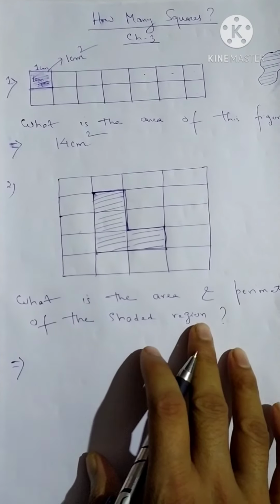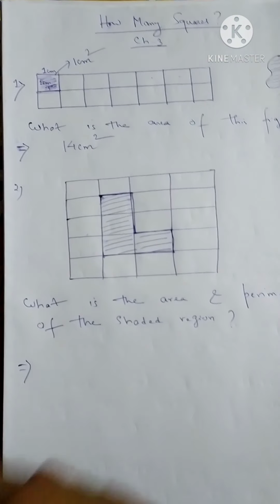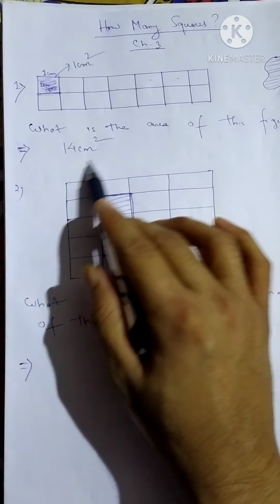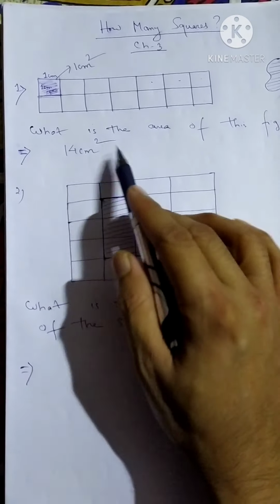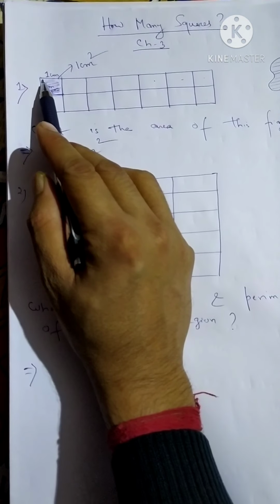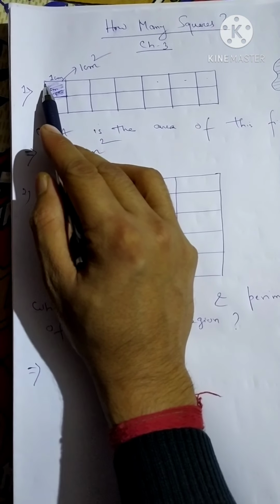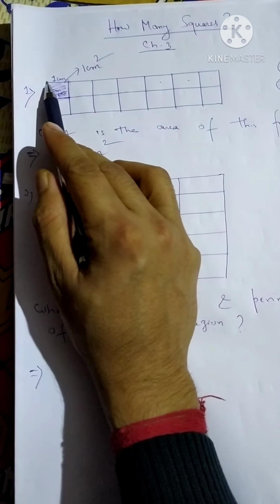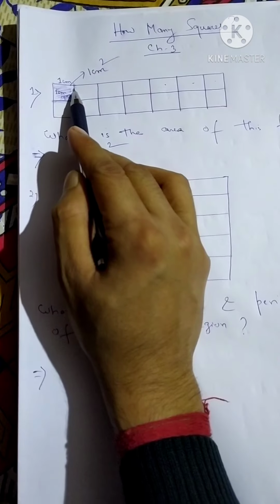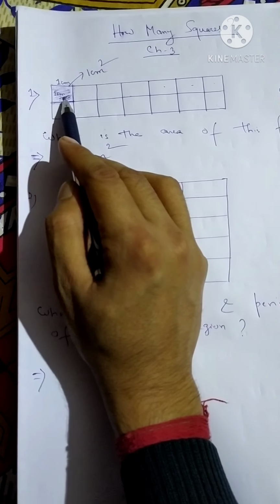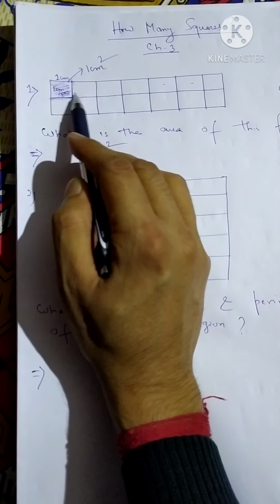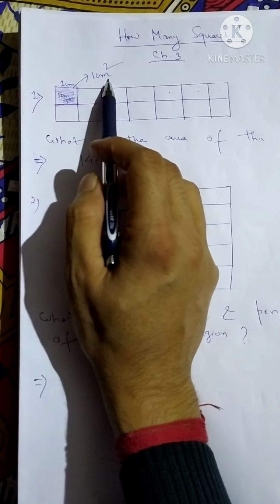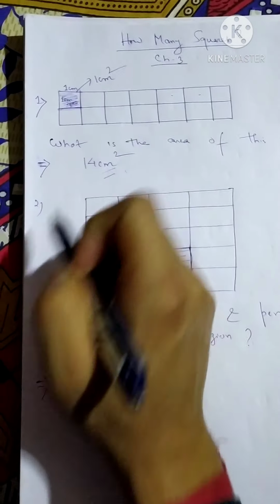So like this way, you have to find. Here no length, no breadth is given, but then also we can find out the area of this figure. Because we know there are these small squares, each side of 1 centimeter I have taken. Again, I'm telling, each side of 1 centimeter. So what will be the area? 1 into 1, 1 centimeter square. And how many squares are there? 14. So total area will be 14 into 1, 14 centimeter square.